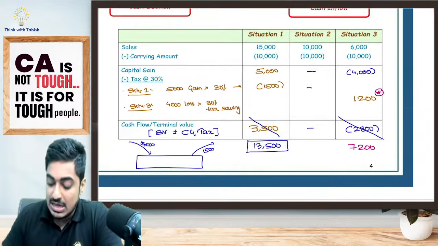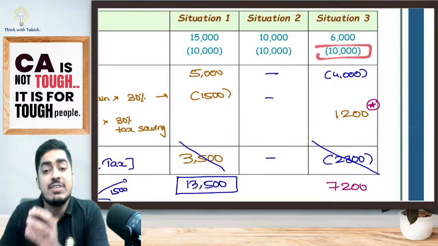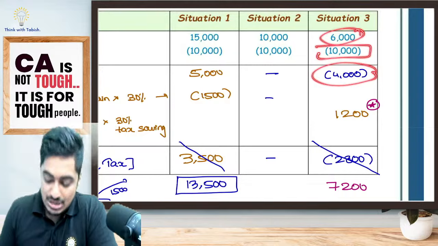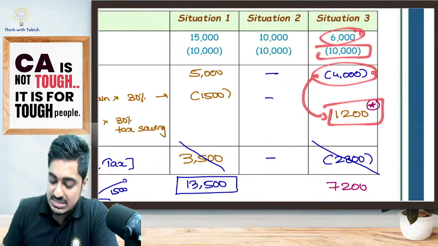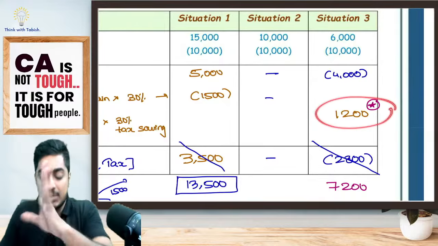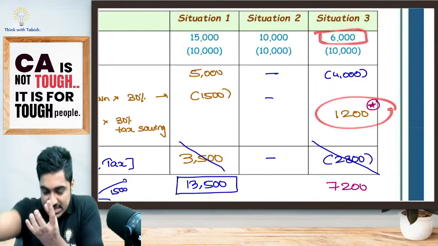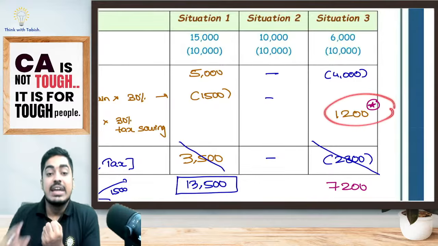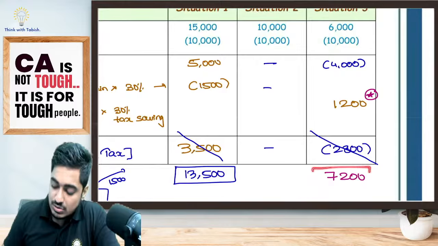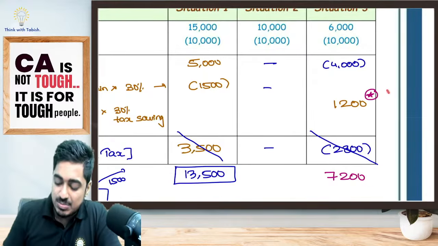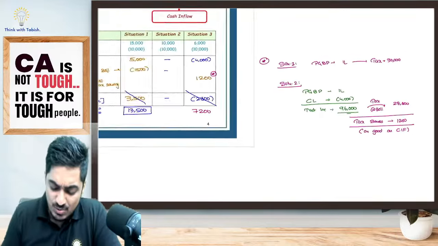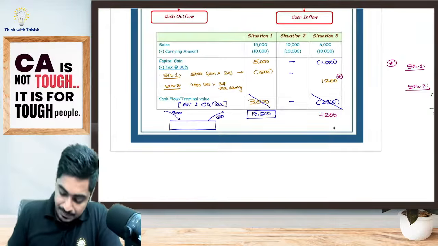Second situation, 10,000 means no gain. That means no adjustment. Third situation, the asset has a 10,000 value, but I sold it at 6,000 only. That means 4,000 loss was there. So the government will give me 30% tax benefit on that. 4,000 into 30% is 1,200. That means ultimately 6,000 I got by selling the asset. 1,200 tax benefit also I got. That means total how many rupees benefit did I get? 7,200. Is this clear? I'm not explaining in detail how we get this tax benefit. If you want, in the regular batches we would have explained. Is this clear, everyone? Okay, sir.